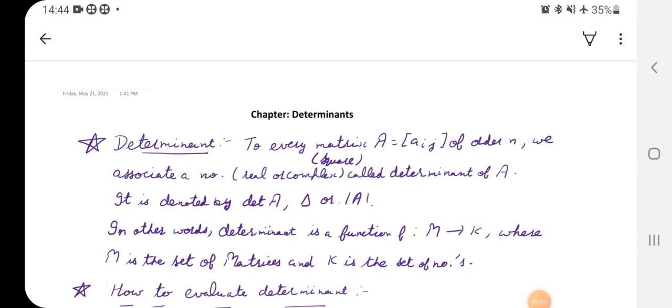Good evening all. Today we are going to revise the chapter determinants. First of all, what is a determinant? You will get to know.